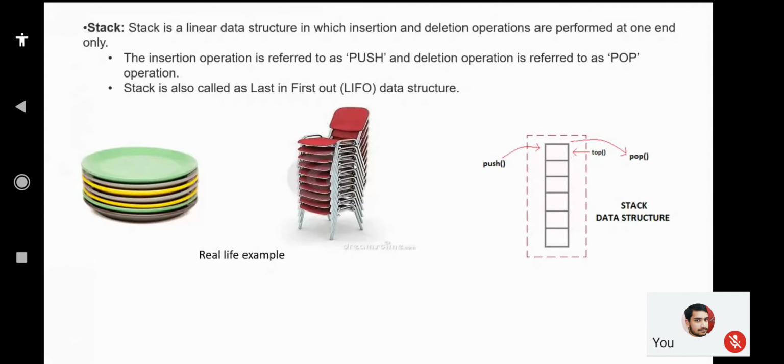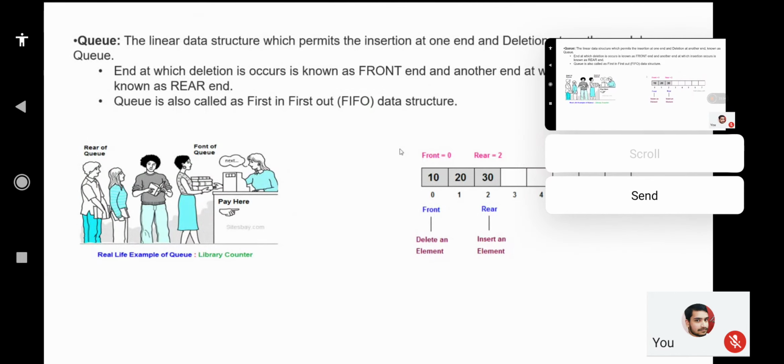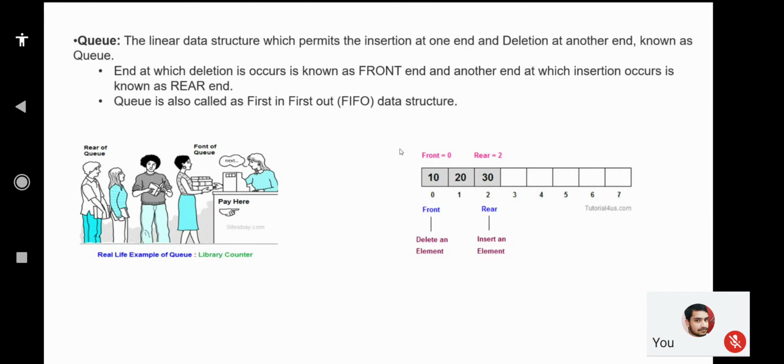Now I will discuss the very basics of queue also. Like stack, queue is also an example of a linear data structure. In case of stack, we have seen we have only one end, from where we can push something and pop also. Now in case of queue, there are two ends. At one end, we can insert the data into the queue, and at the other end, we can delete the data from the queue. So this is your queue.